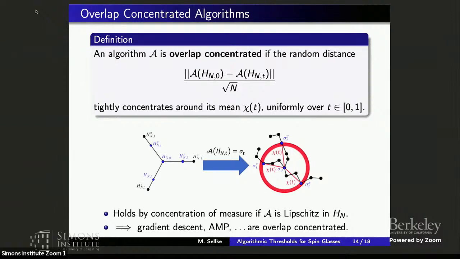This property is a bit stronger than stability, but if the algorithm has some suitable type of Lipschitz dependence on Hn, then it holds automatically by just concentration of measure. And this is how you can show that things like gradient descent and AMP satisfy this property. But we don't know how to show it for low degree polynomials. We're not sure if it's true even with some extra types of nice assumptions.